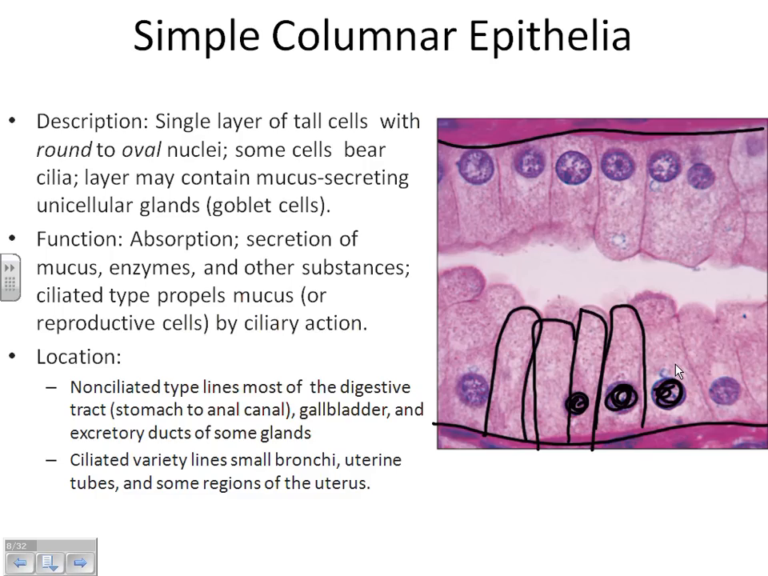Okay? Now we have gotten into still a single layer, but the cells are really, really thick, right? So do you think we're going to be doing any moving back and forth? Not really, because we're even thicker than we were with the cuboidal. Okay? Could we still possibly secrete things or absorb through these? Yes. Okay? It turns out their major function is more related to secretion than absorption, but they can do either. Okay? One thing they do that the simple cuboidal do not is sometimes they will have cilia.